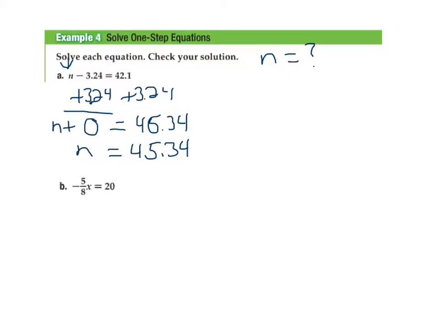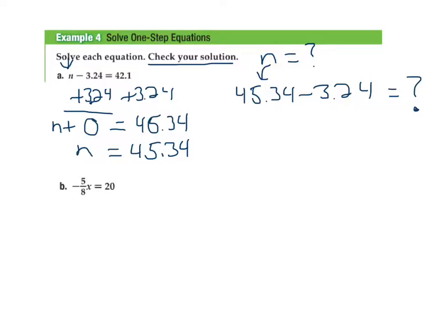I do also want to point out here that the instructions say check your solution. How do you check your solution? We're going to check our solution by actually substituting the value that we found as our answer for n into the original equation for n. So I'm going to rewrite this now as 45.34 minus 3.24. See, the n value went right here. We're going to subtract 3.24, and we're going to then see, does this actually equal 42.1?